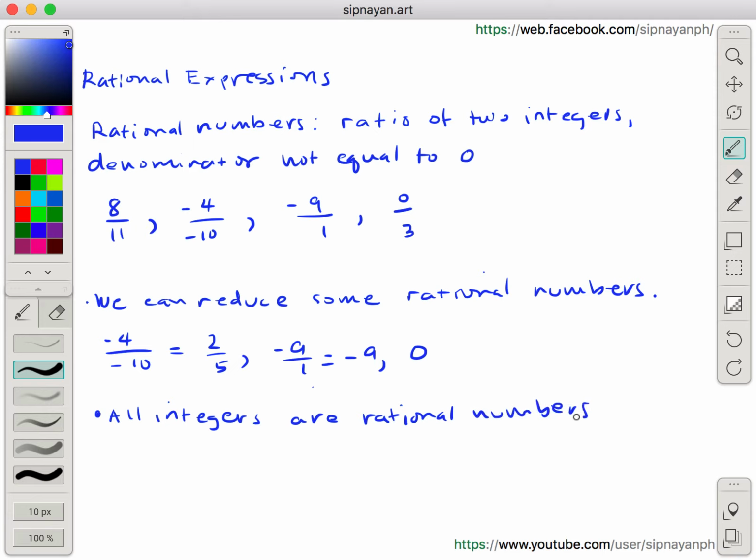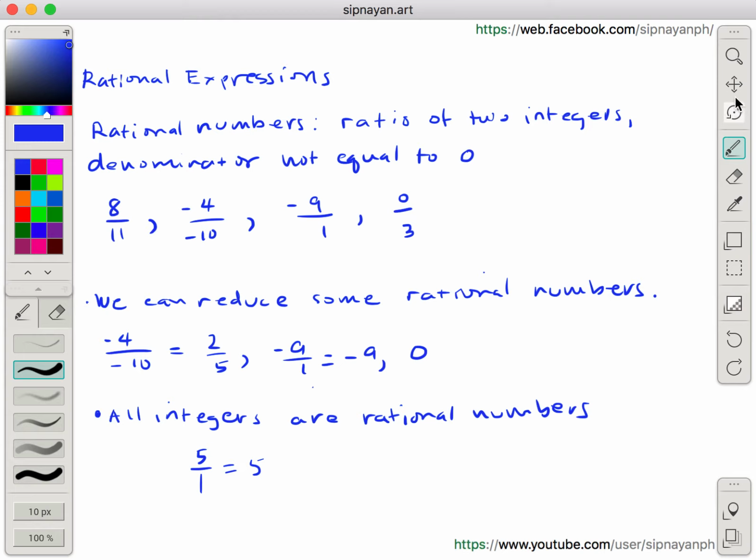Bakit lahat ng integers ay rational numbers? Kasi lahat ng number ng integers, for example, 5, pwede tayong mag-over 1, di ba? So, this is equal to 5. Lahat ng integers, pwede natin siyang i-over 1. And pag naglagay na tayo ng over 1, this is already a ratio of two integers. And, of course, since yung denominator natin ay not equal to 0, this is a rational number. Pasok siya dun sa definition ng rational numbers.